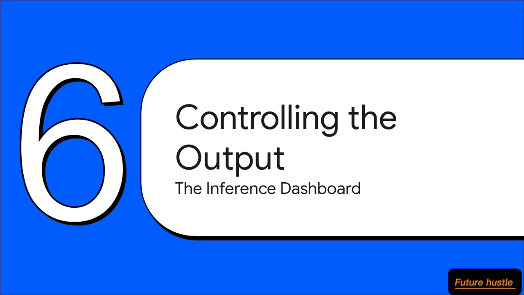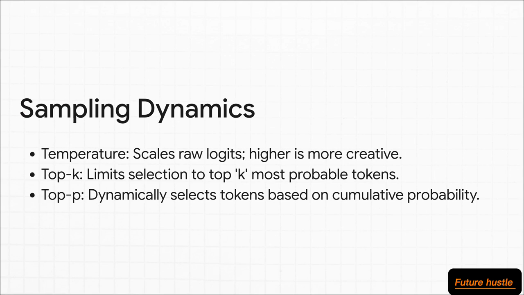Finally, step 6, controlling the output. Let's look at the inference dashboard. Okay, so our model is fully trained, aligned, and deployed. We've reached the inference stage, which is the actual generation of the text that streams across your screen. When the AI is generating, developers have these specific dials they can tweak to control the flavor of the output.